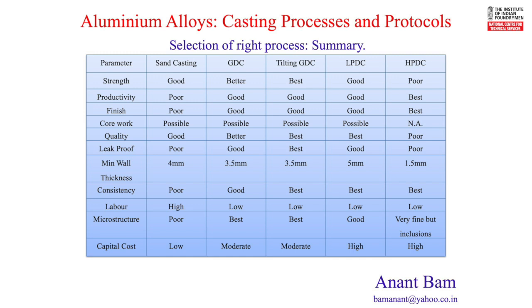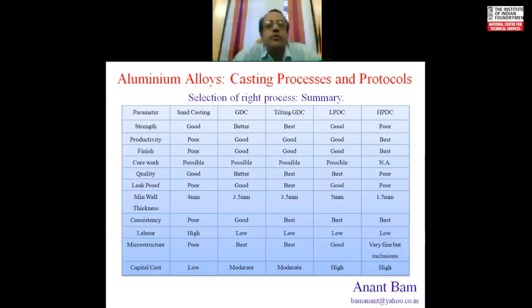Now let us summarize all these processes in a single slide. This is the outcome of all the earlier presentation, and I request everybody to read it carefully. And if possible, take a screenshot of it. It will be very handy for all of you. There are parameters which are strength, productivity, finish, core work, quality, leak proofness, minimum wall thickness, consistency, labor input, microstructural properties, capital cost, like that. And the process variables.